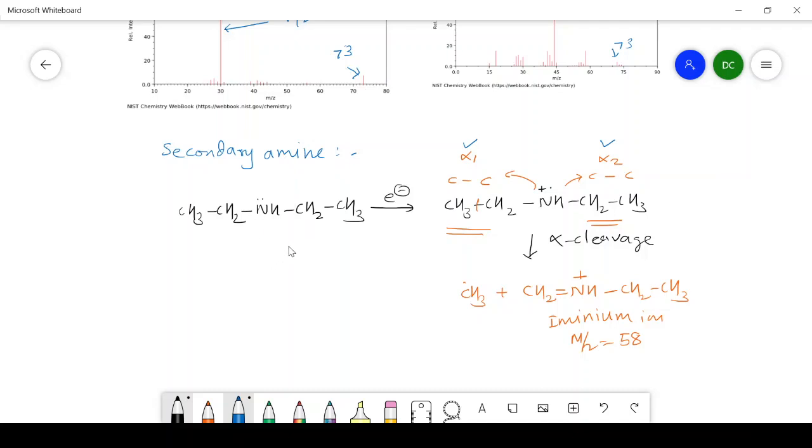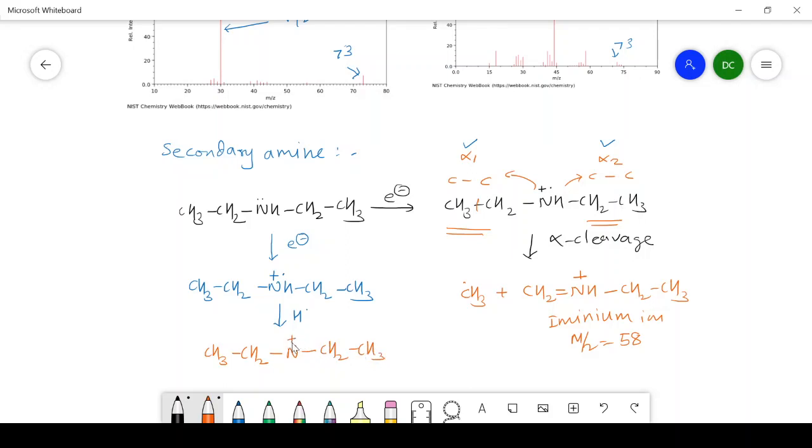In secondary amine, other than alpha cleavage, there is a possibility of loss of a hydrogen radical. Let's see how it occurs. This is a secondary amine. Again, I will write ionization, and it will generate the molecular ion CH3CH2 N+• HCH2CH3. Then from this molecular ion, a hydrogen radical is eliminated, and that is the hydrogen attached to the nitrogen. After loss of the hydrogen radical, we will obtain CH3CH2N+CH2CH3.